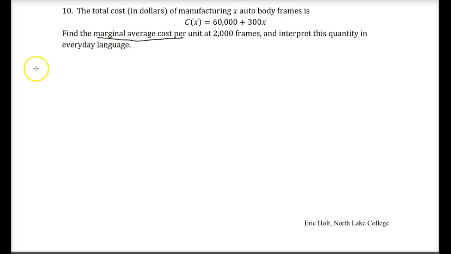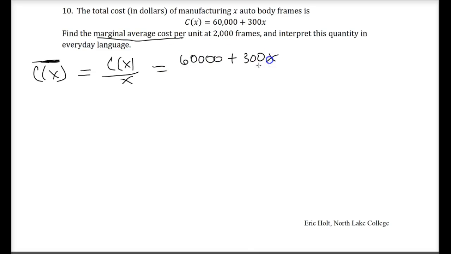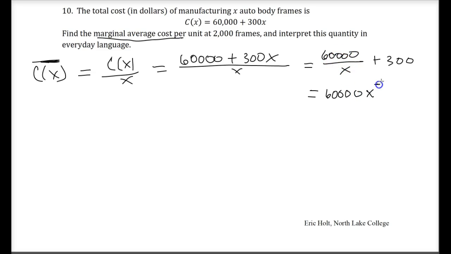Whenever we say average cost, which is denoted by having a line over our cost function, it is really just our cost function divided by x. So if we take our cost function and divide it by x, we get 60,000 divided by x plus 300 when we simplify. To make life easier, we're going to write this 60,000 divided by x as 60,000 times x raised to the negative 1, plus 300, because of what we need to do next.